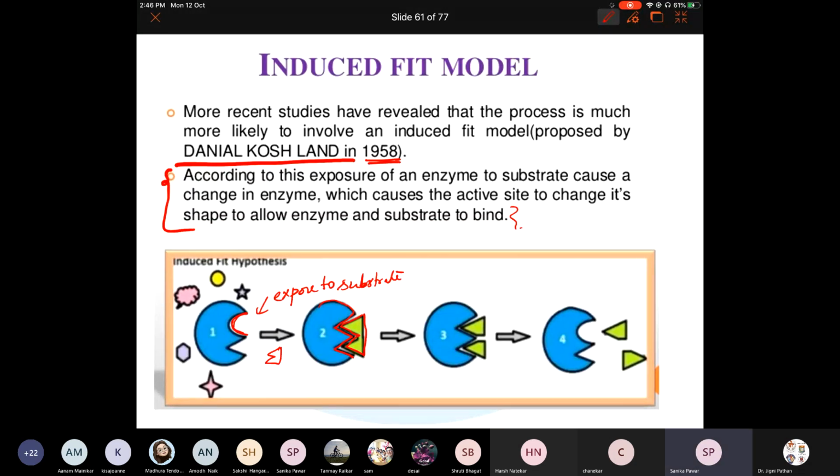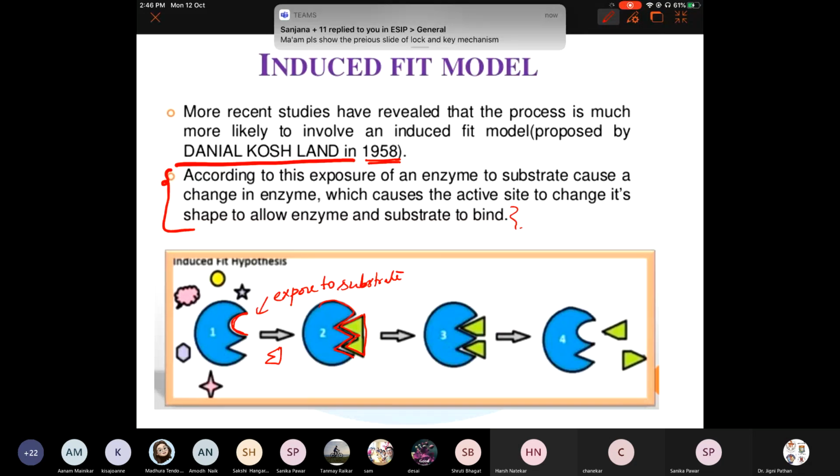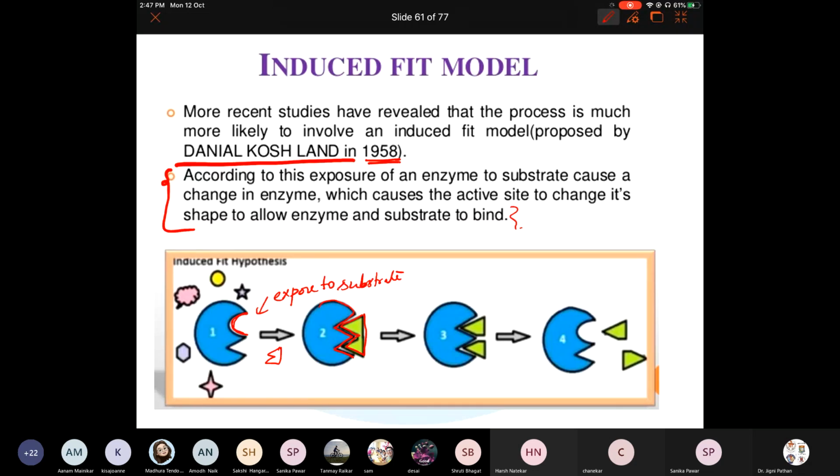So the first one was the lock and key mechanism, and now we are discussing the induced fit model. In the induced fit model, the enzyme does not have any active site, but once it is exposed to the substrate, the enzyme can change or remold itself to bind with the substrate. This is called the induced fit model. Are you getting the point? Please write down this induced fit, Sanjana, then I'll show you the slide.